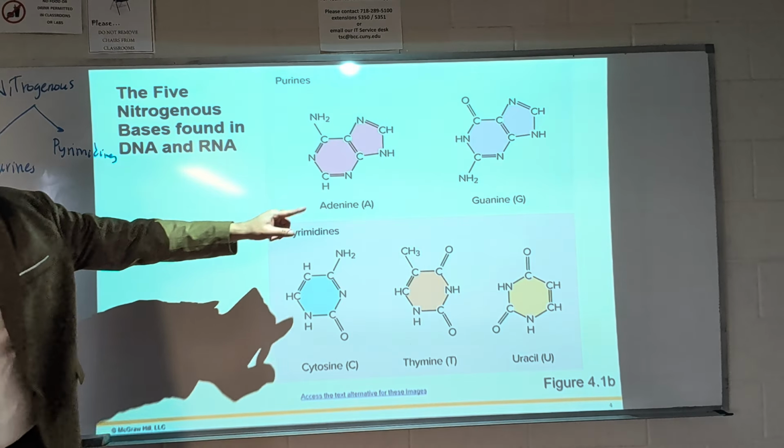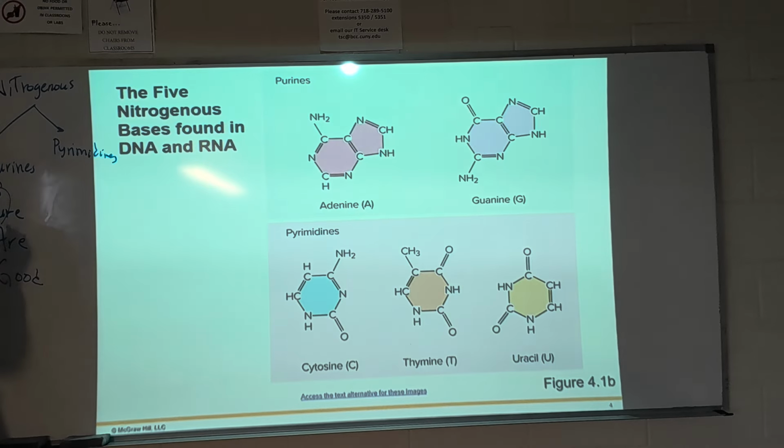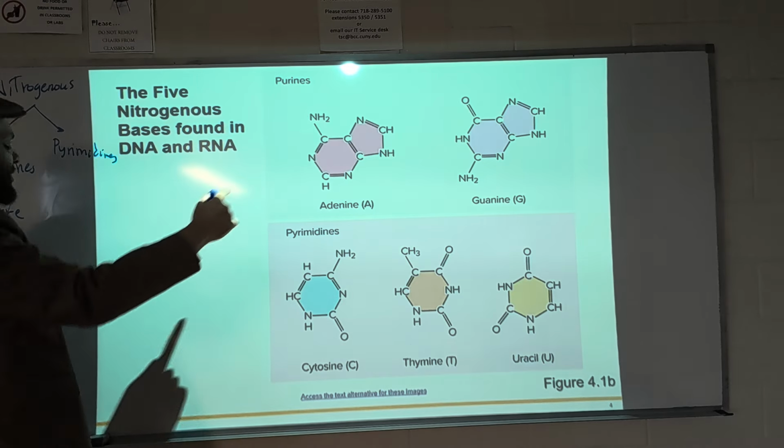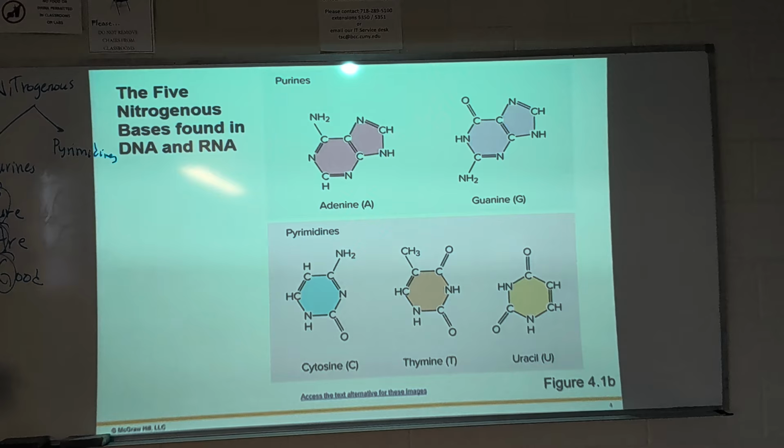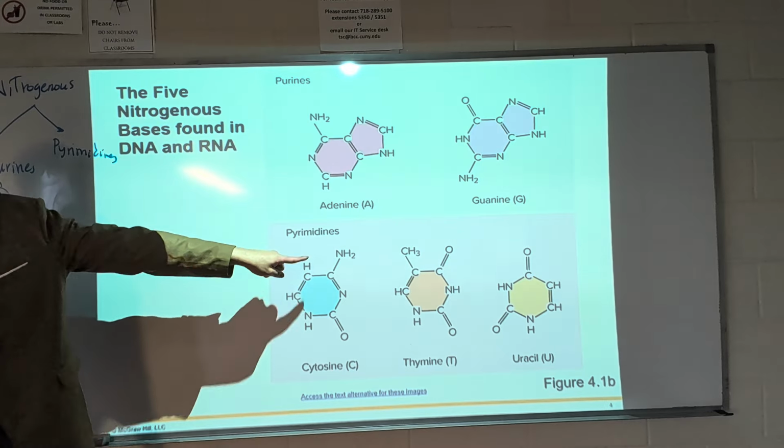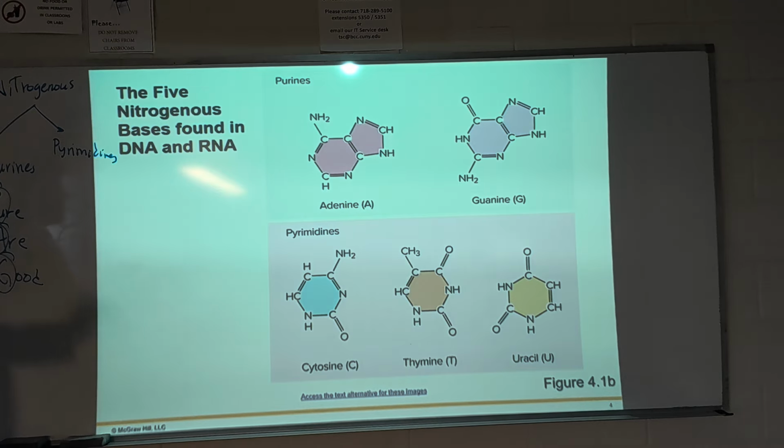1, 2. 1, 2. Purines are big and they have 2 rings. They say pure or good. What does that mean? It means that purines are adenine, A for adenine, and G for guanine. The second one is pyrimidines. So pyrimidines are only one ring.